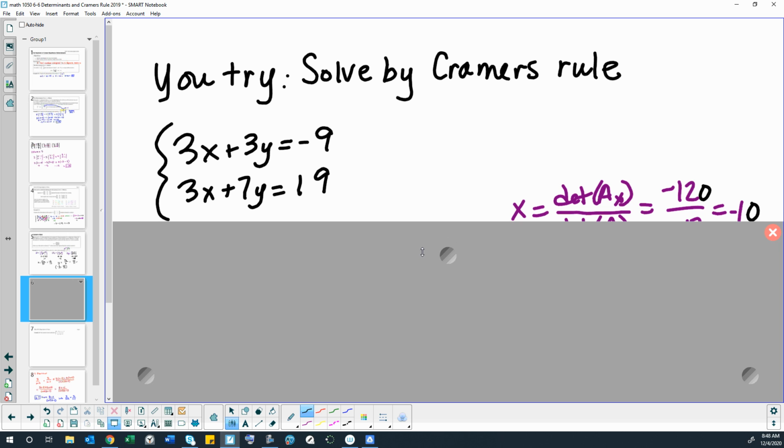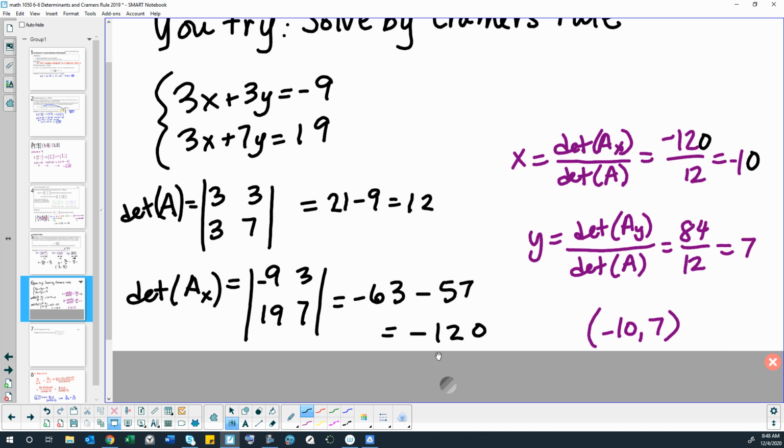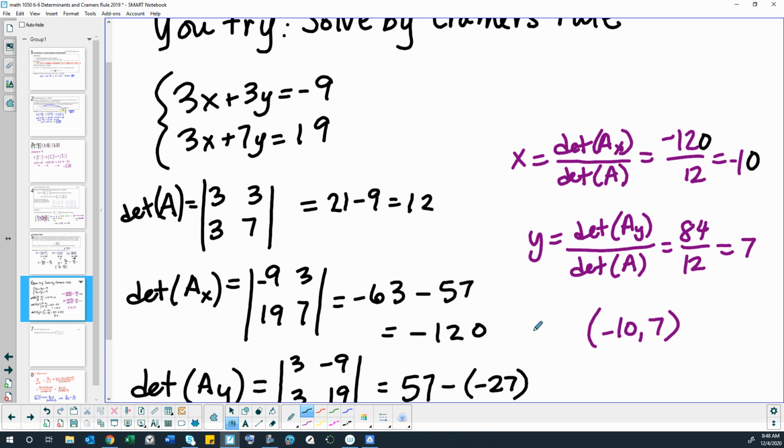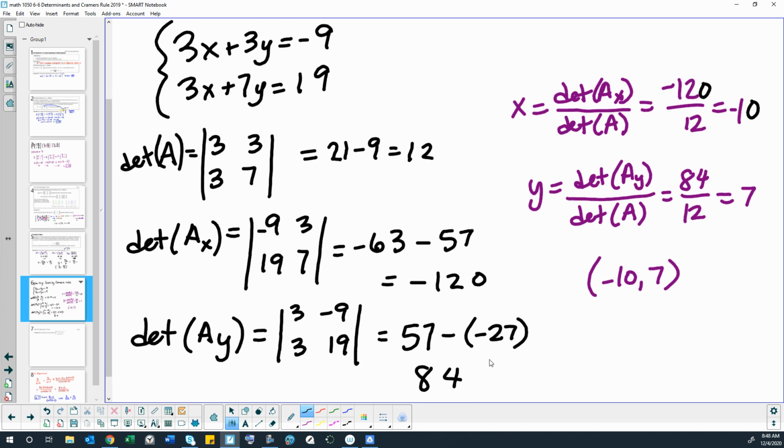So here it is. I'm trying to cover up my information so you can get that down and then try it. And then pause your video and then come back and look at this again. Pause your video again so you can see what I've done here. So you can see that I found determinant A, determinant A sub x, determinant A sub y, like the notation in the definition we just saw.